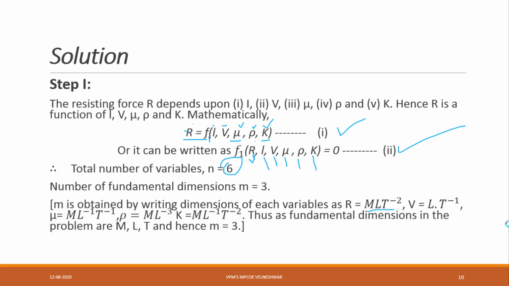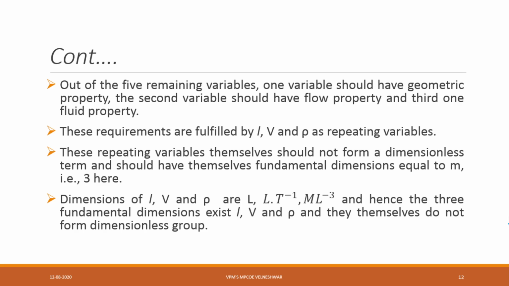Now, these repeating variables themselves should not form a dimensionless term and should have fundamental dimensions equal to M, L, T. Now the dimensions of L, V, rho are length L, L into T power minus 1, and M into L power minus 3, and hence three fundamental dimensions exist in L, V, rho, and they themselves do not form a dimensionless group. Means it should not form a group with the others, because all the remaining are having M, L, T.